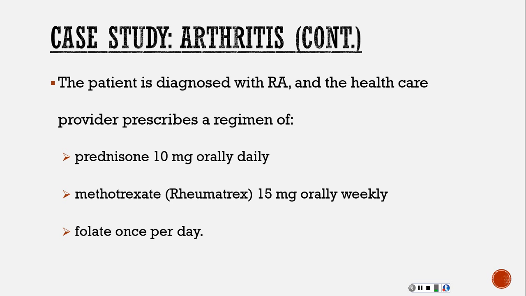So, the patient is diagnosed with rheumatoid arthritis, and the healthcare provider prescribes a regimen of prednisone, 10 milligrams orally daily, methotrexate, 15 milligrams orally weekly, and then folate once per day. All right, now, this part of it, you need to know what these are, right? But you're not prescribing. But what do you do? What do you need to know once the patient is ordered or prescribed these medications? What's your job as a nurse?